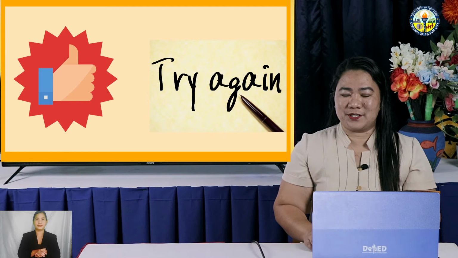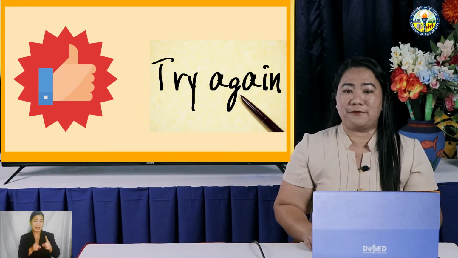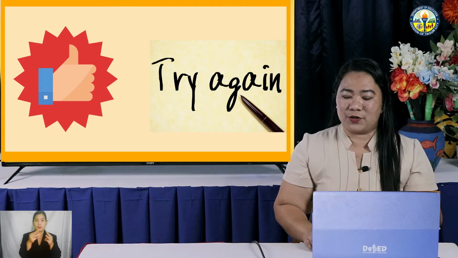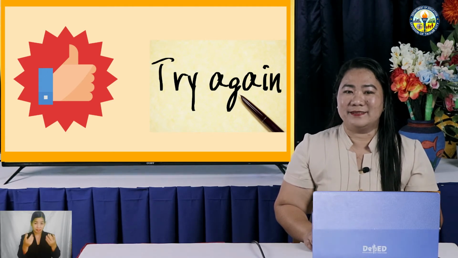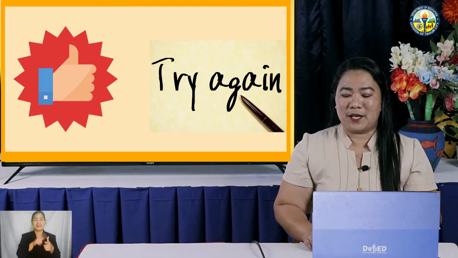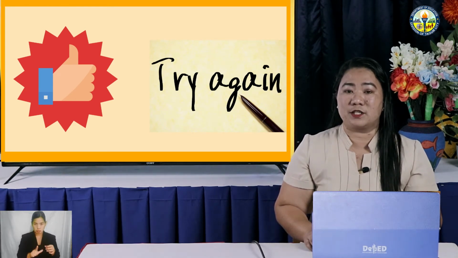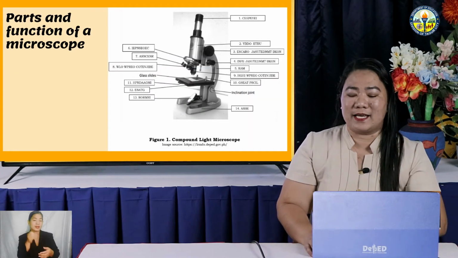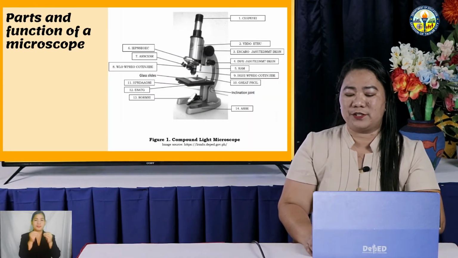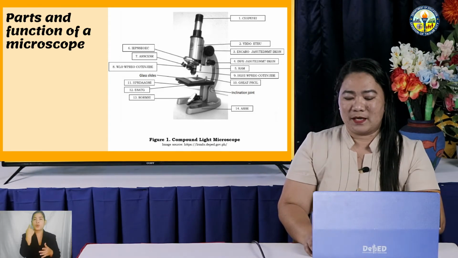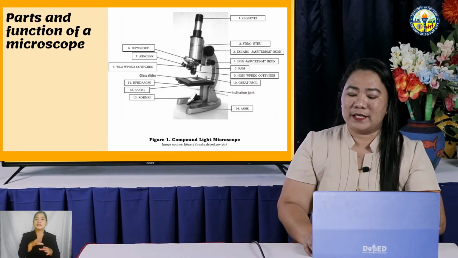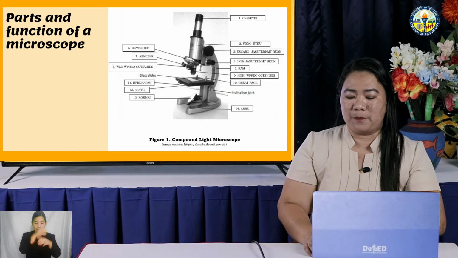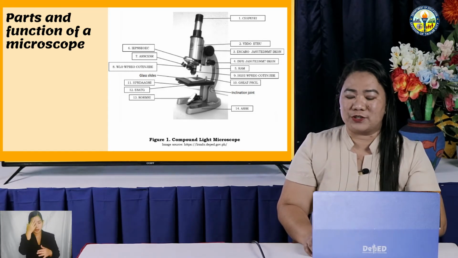To check your answers, you can open the answer key found on page 18 in your module. If you got the majority of the answers correctly, then you're doing great. If you don't, you may revisit your answers and the passage for clarifications. You are now acquainted with important scientists who have contributed to the development of the microscope. At this point, we'll get to know the parts of a microscope and their corresponding functions.